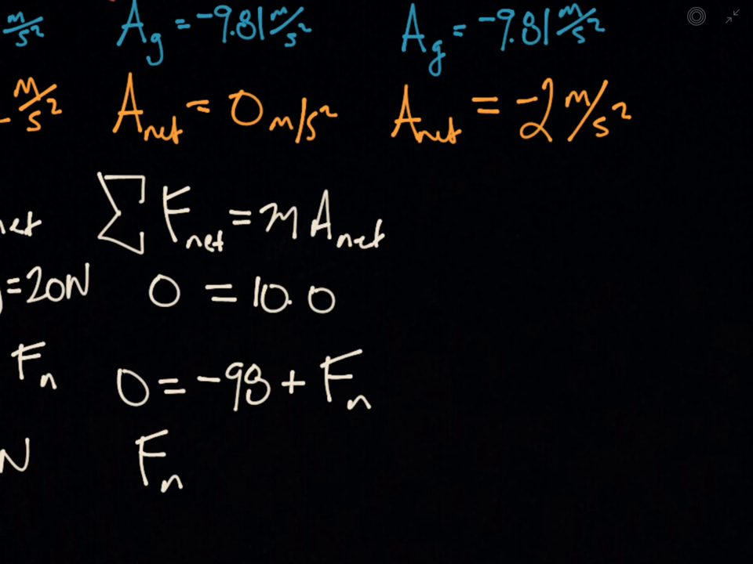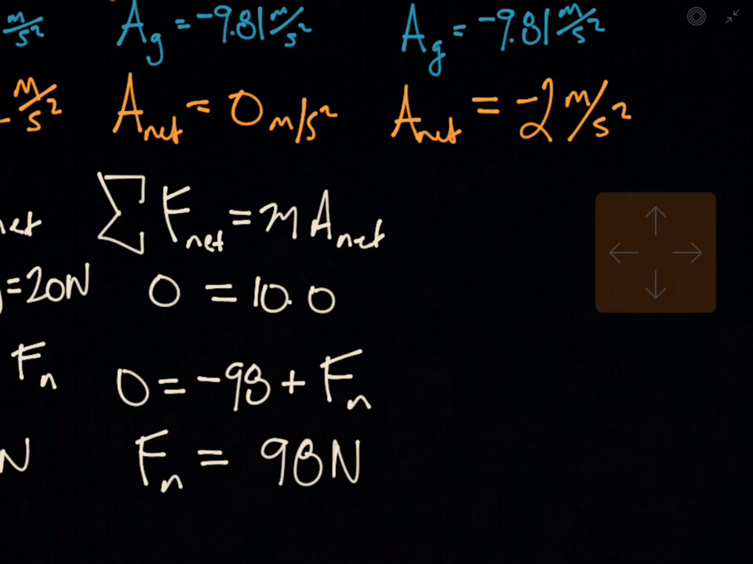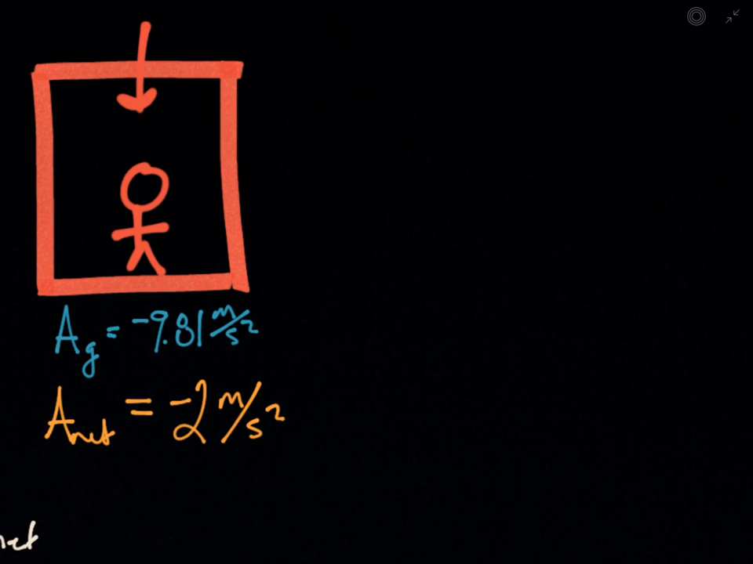So F normal when we're at constant velocity, so 0 acceleration, is a positive 98 newtons. All right, and now we have our third and final elevator problem. Now we're accelerating downward as a whole.